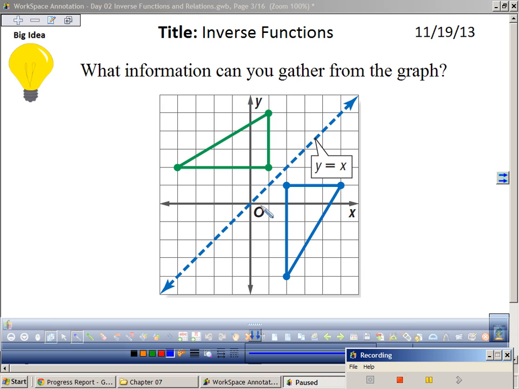Ryan. They're congruent in size. Good. How do you know? They each take up the same number of the little blocks on the graph, the same number of points. Good. We could also measure them, right? But they do have the same area. You're right. Anything else?